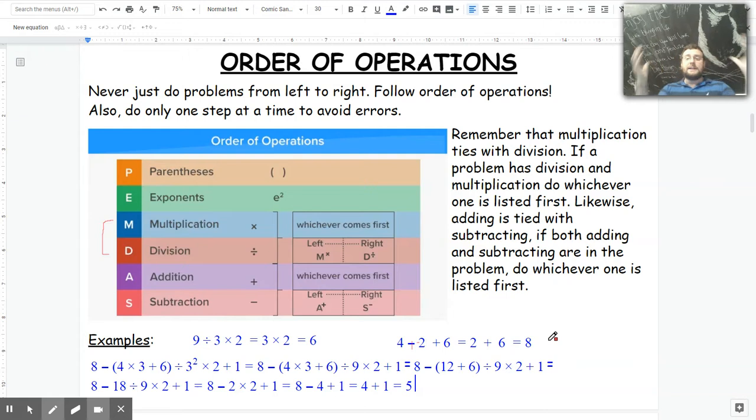A completely different answer because you're supposed to read it from left to right, and it's a tie between subtraction and adding. Now, break the tie by going from left to right.